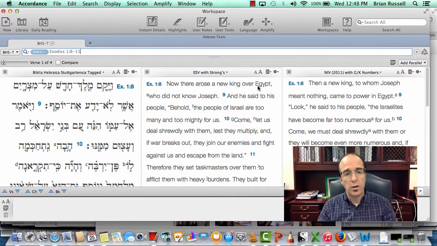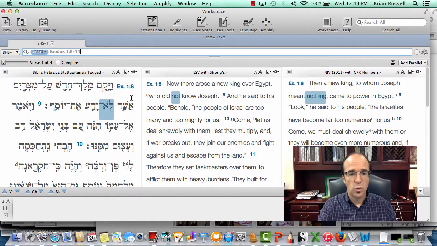And remember that what you're doing is you're looking at the Hebrew, comparing it to some English translations, and labeling how the different Hebrew syntactical functions are expressed into, say, the English language. So for an example, let's start with Exodus 1:8.